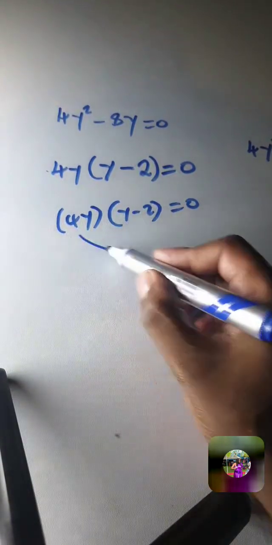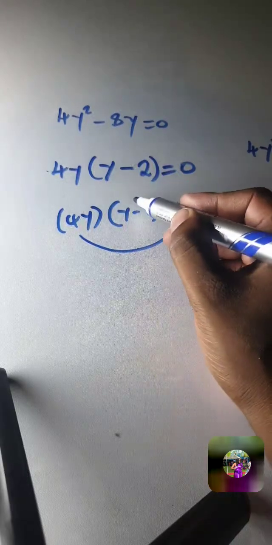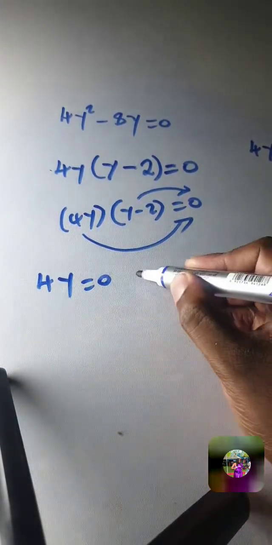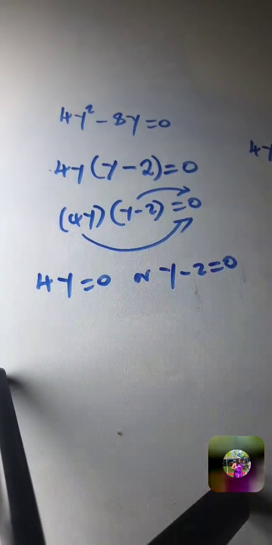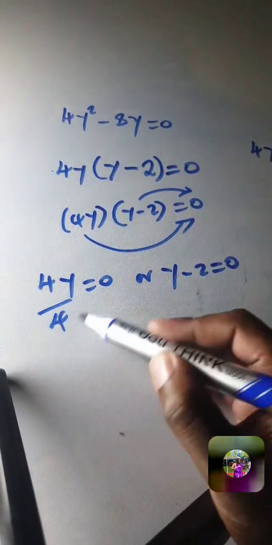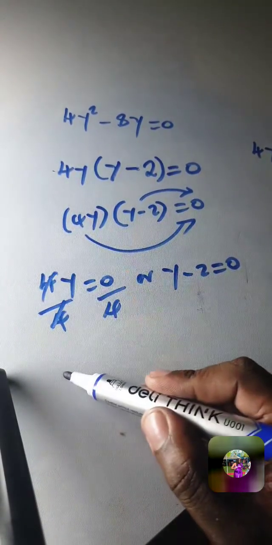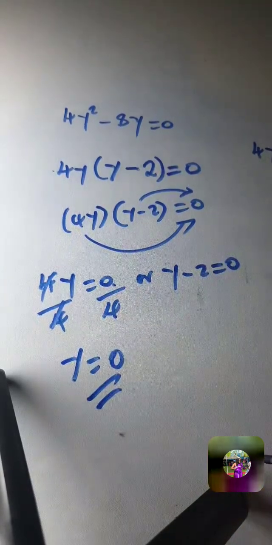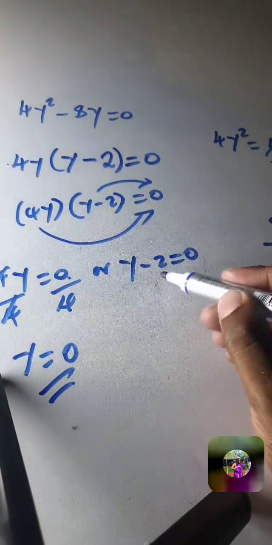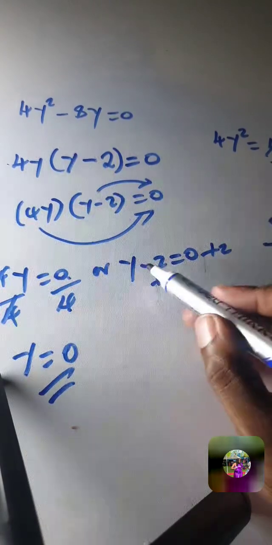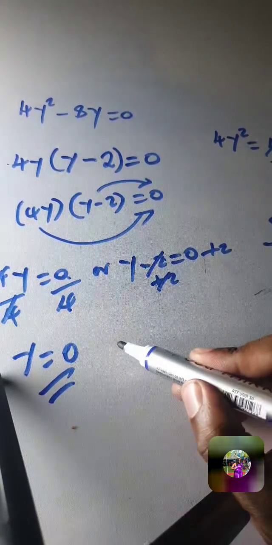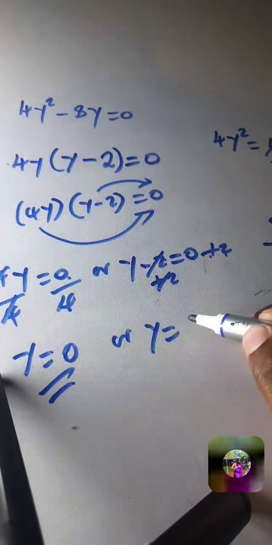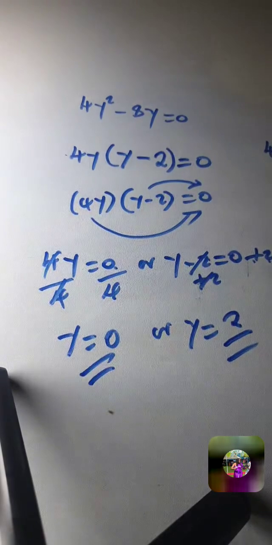Then we say 4y is equal to 0, and y minus 2 is also equal to 0. So you have 4y equal to 0, or y minus 2 equal to 0. Then we divide by 4 because we want y to be alone. So y is equal to 0 divided by 4, which is 0. Then if we take 2 to the other side, we say plus 2 both sides. So negative 2 plus 2 will cancel. We remain with y equal to 0 plus 2, so 0 plus 2 is 2. Very good. That's how we found that one.